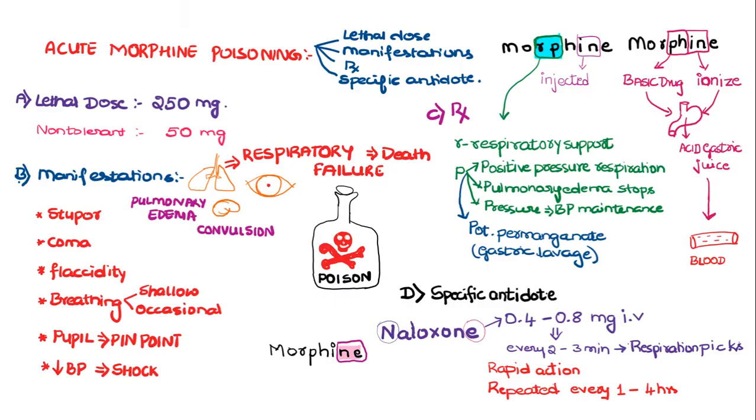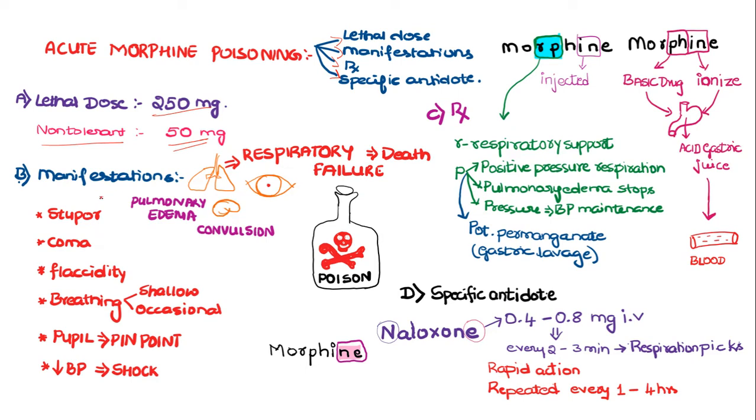So coming to acute morphine poisoning, these four things should be kept in mind. What is the lethal dose to produce morphine poisoning? What are the manifestations? How do you treat? And what are the specific antidotes available? In humans, the lethal dose is established to be around 250 milligrams, and in non-tolerant individuals 50 milligrams itself can cause poisoning.